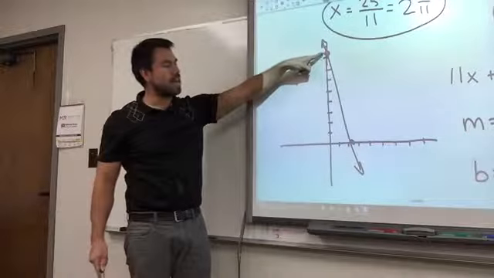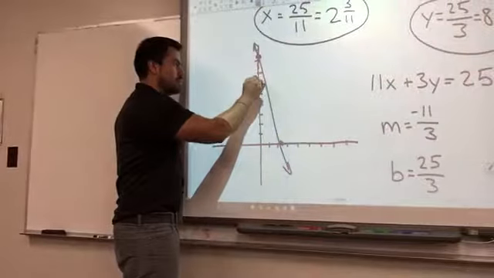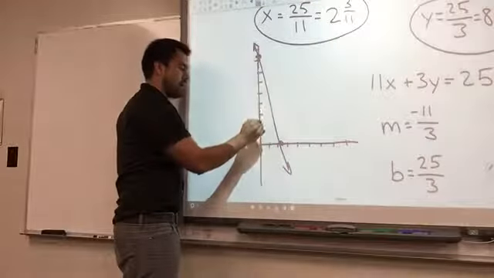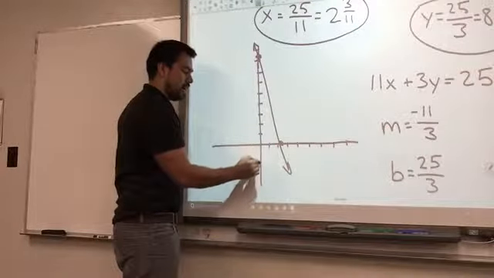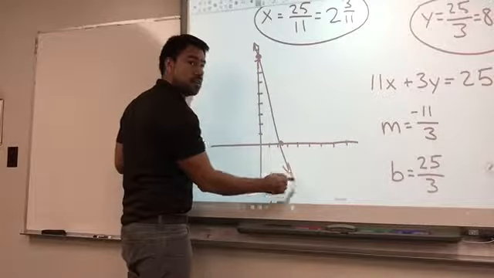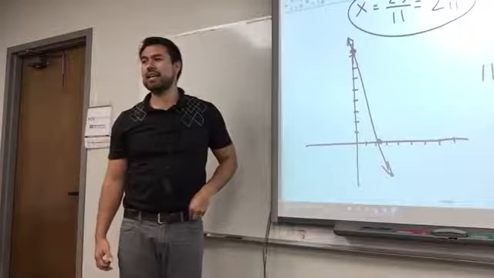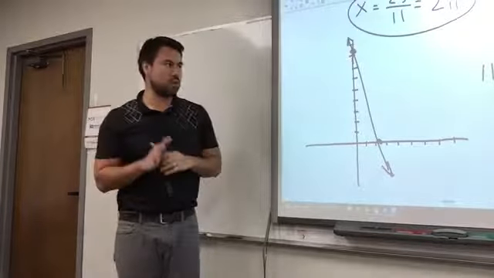Okay, ready? Down 11 over 3. 1, 2, 3, 4, 5, 6, 7, 8, 9, 10, 11. 1, 2, 3. Do we have a point there? Okay, you guys get that? Either way is going to get it for you.